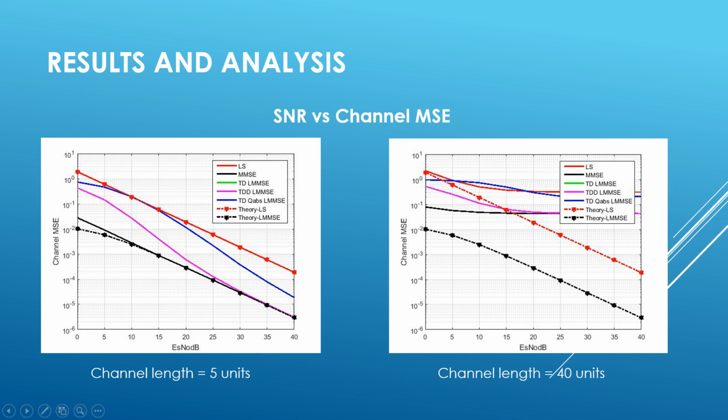So we can see that theoretical and obtained values overlap each other. But in case of channel length of 40, the deviation from the theoretical and the obtained values is more. So as we see, this is the obtained value and this is the theoretical value, and they are nowhere near each other. And moreover, the plot also implies that the MMSE technique is far better in performance than the least square technique.